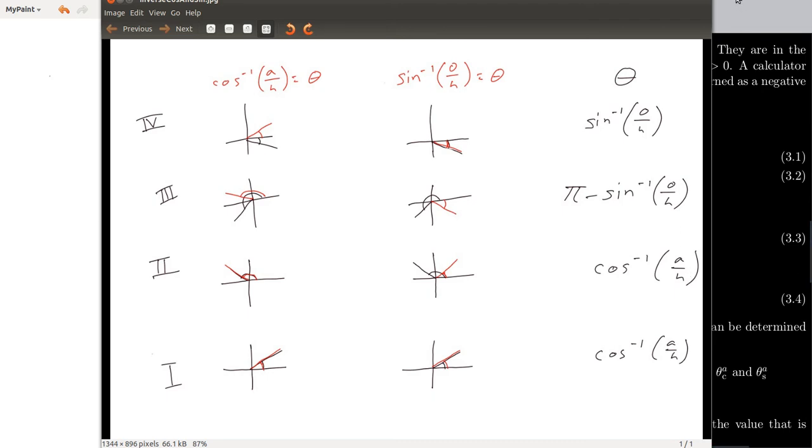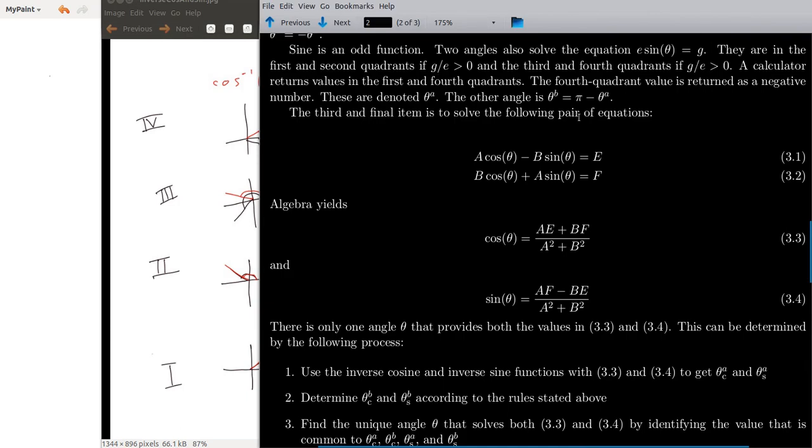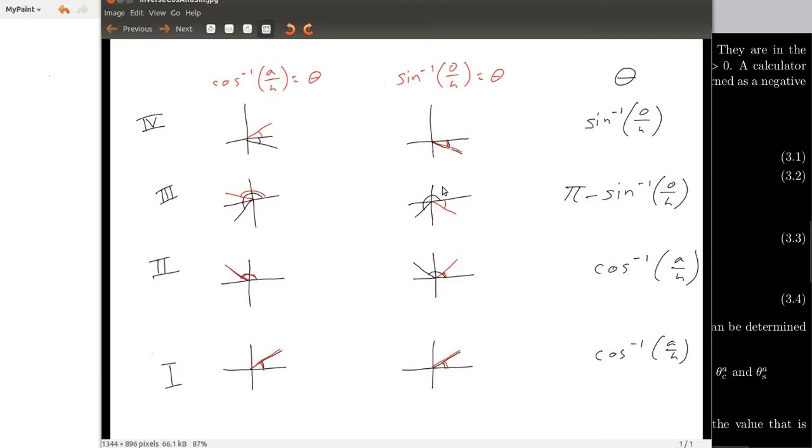When we're working with robot kinematics, we're going to come across equations of this form. So we'll have two equations. The first one is a cosine theta minus b sine theta is equal to e. And here a, b, and e are all constants, so these are numbers that we know, and we're trying to find the value theta. And then we also have another equation, b cosine theta plus a sine theta is equal to f. So in this situation, we will use the techniques here to find out what the angle theta is.